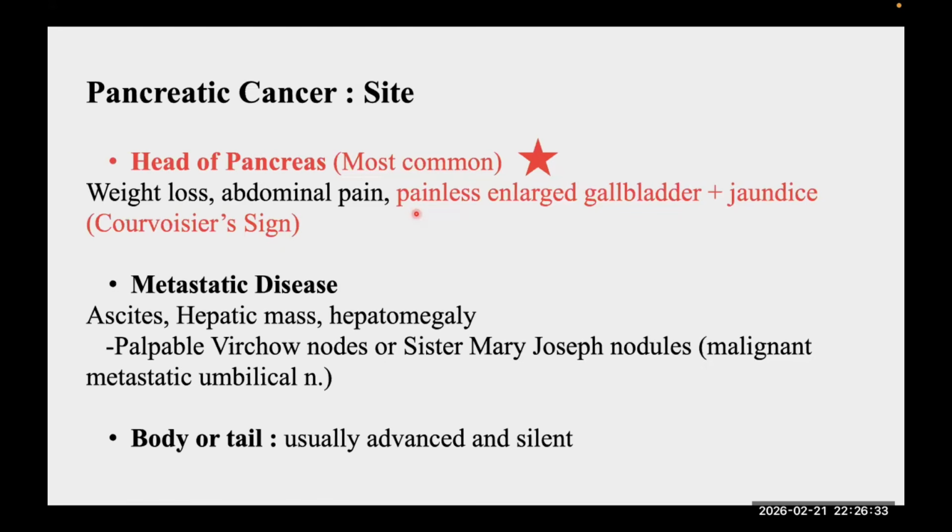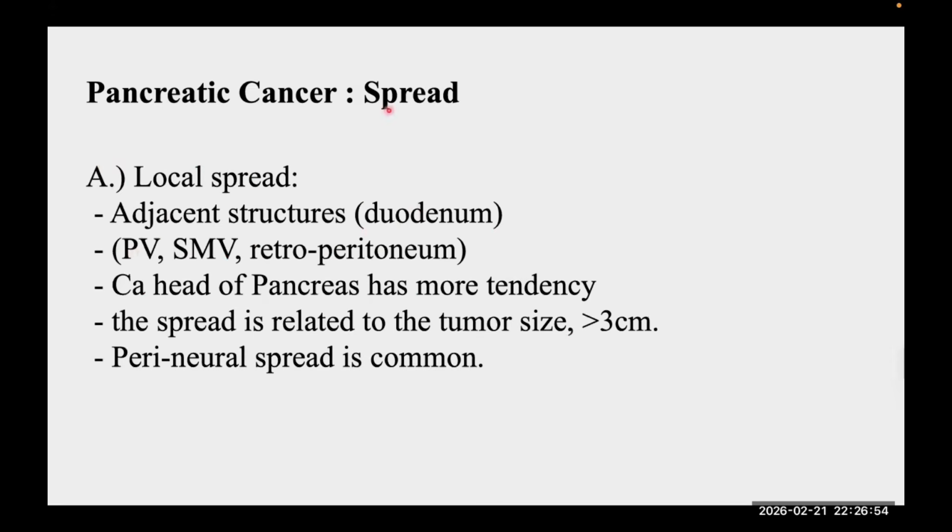Now, metastatic disease can present with ascites, hepatic mass, hepatosplenomegaly, and the left supraclavicular lymph node that we mentioned. And there is also the Sister Mary Joseph nodule, which is a metastatic umbilical node. Body or tail cancers are less common, but they're usually very advanced and very silent, presenting very, very late.